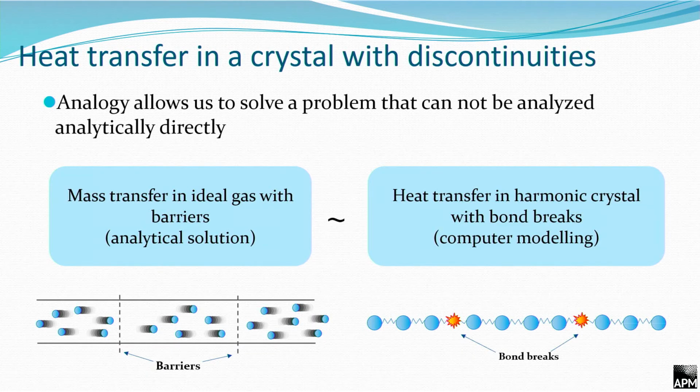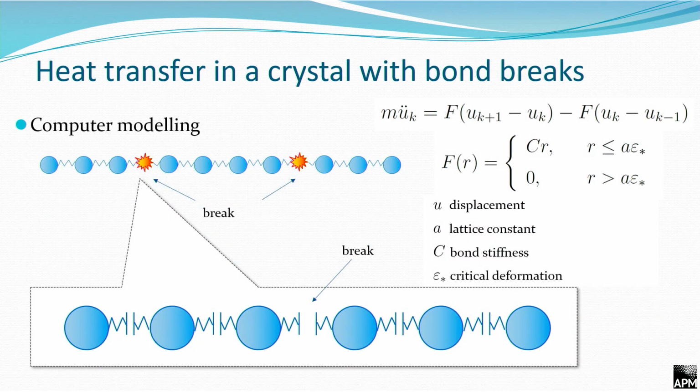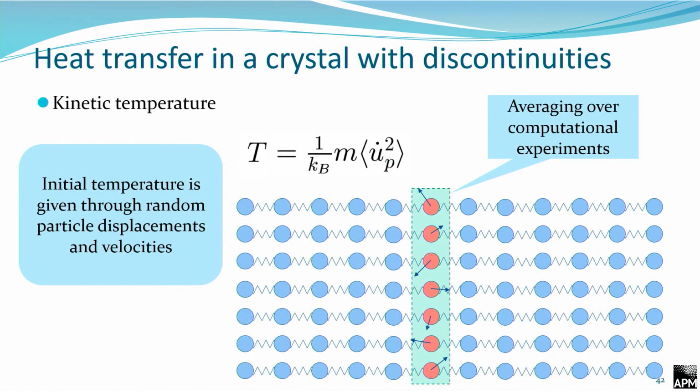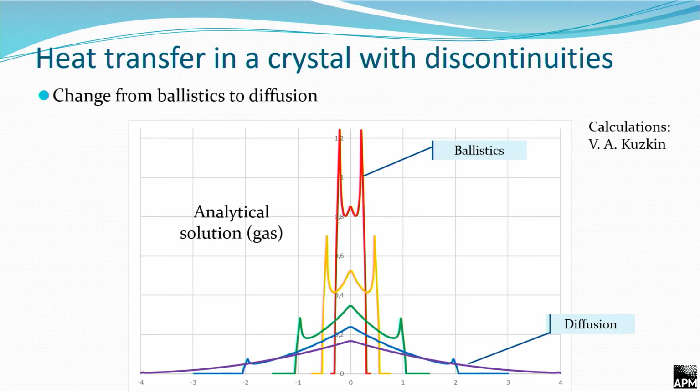Okay, so actually we solved the problem for gas, and now there is a big question: will the result that is valid for gas be valid for an absolutely different system, the one-dimensional solid with breaks? So we will solve numerically the equations of this solid with bonds capable of dissociation. Then we calculate kinetic temperature as an average over many realizations of this same random system. The randomness is in the initial conditions; initial velocities are random.